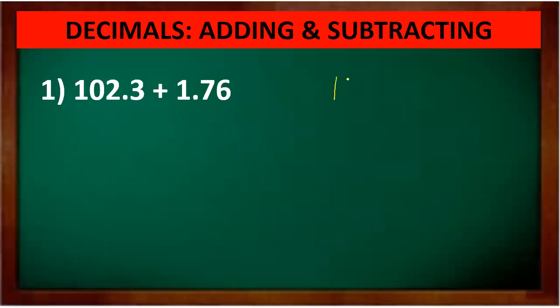So 102.3, the operation is plus, you add. Sabi, you have to align the decimal point. So, lagay muna natin decimal point. So, dito si 1.76. Okay, so then the second step is proceed to either addition or subtraction. In this case, addition yung hinihingi sa atin, addition ng operation.